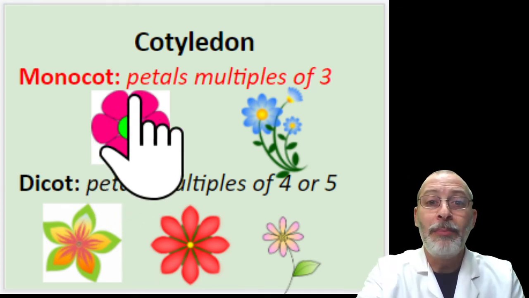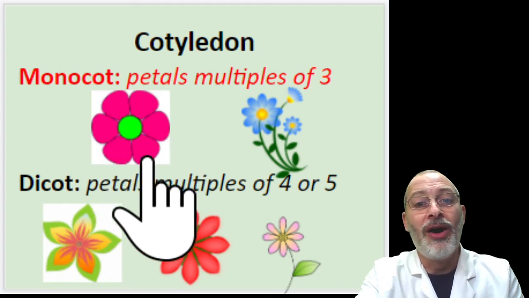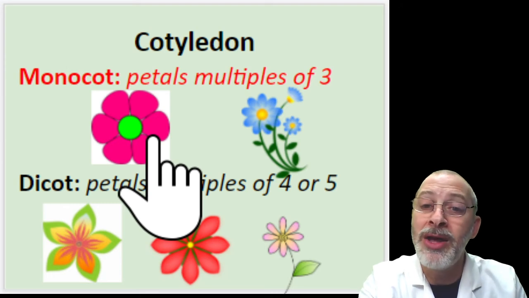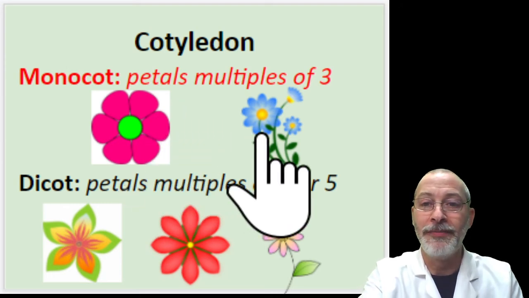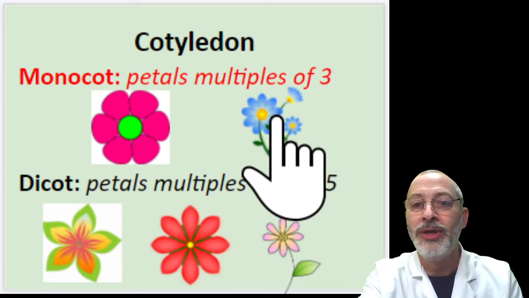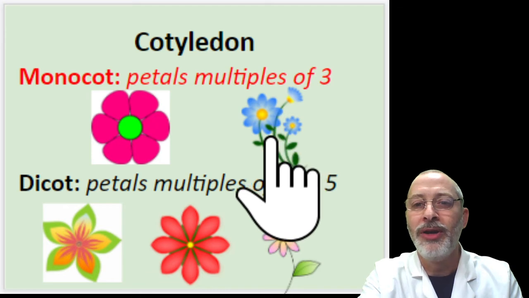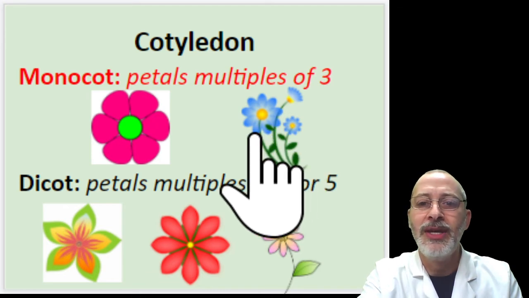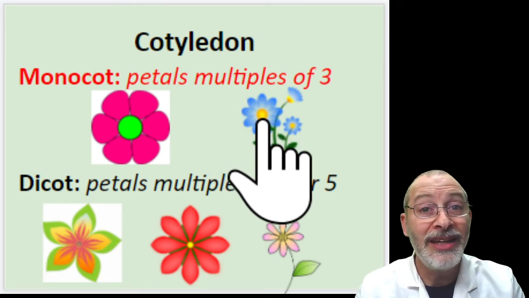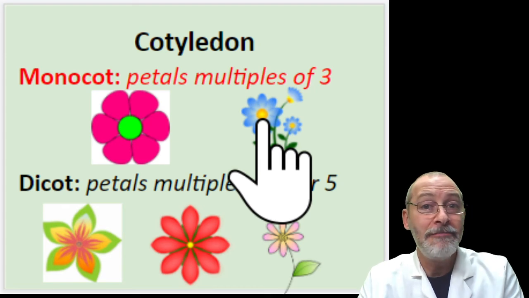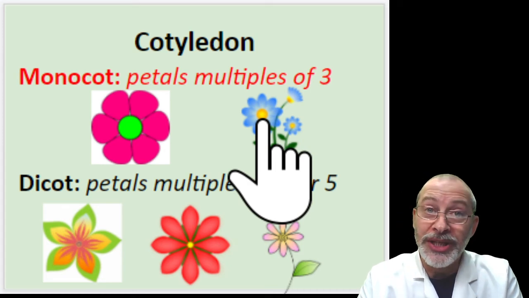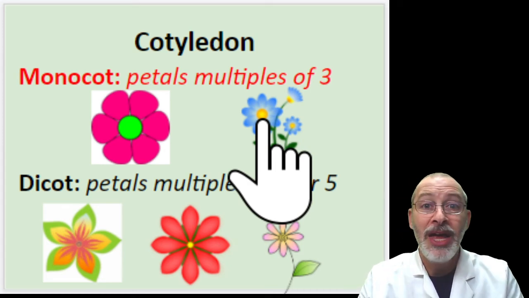So, because the petals are found in a number that is a multiple of 3, it's a monocot. Let's look at this blue flower here. Let's start at the top and start counting. 1, 2, 3, 4, 5, 6, 7, 8, 9. Is 9 a multiple of 3? I hope you said yes, because 3 times 3 is 9.